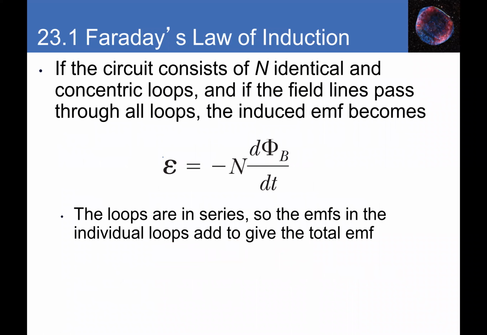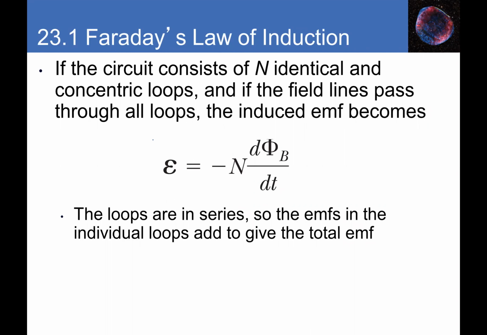Now, you might have a loop that has more than one turn. Like a solenoid, it can have 5, 10, 100,000 turns, right? And you can incorporate that, because increasing the number of loops or turns in your conductor actually increases the EMF. You can see it's directly proportional to that.